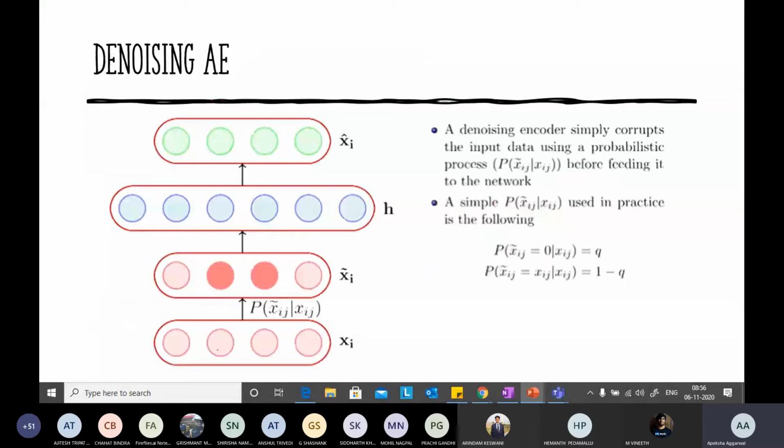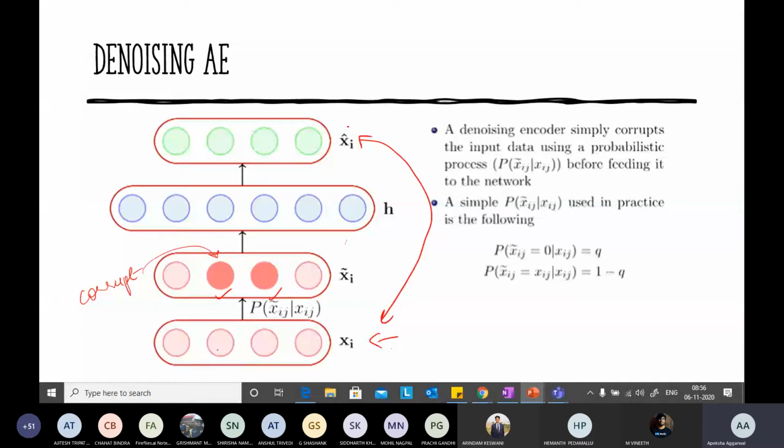Okay, so next is denoising. So denoising is a very interesting part. Over here, what we do is we are corrupting our data with some additional noise. This is noise. Our actual input was this. We are adding some noise and then we are training it, and we want this xi to be the same as this.